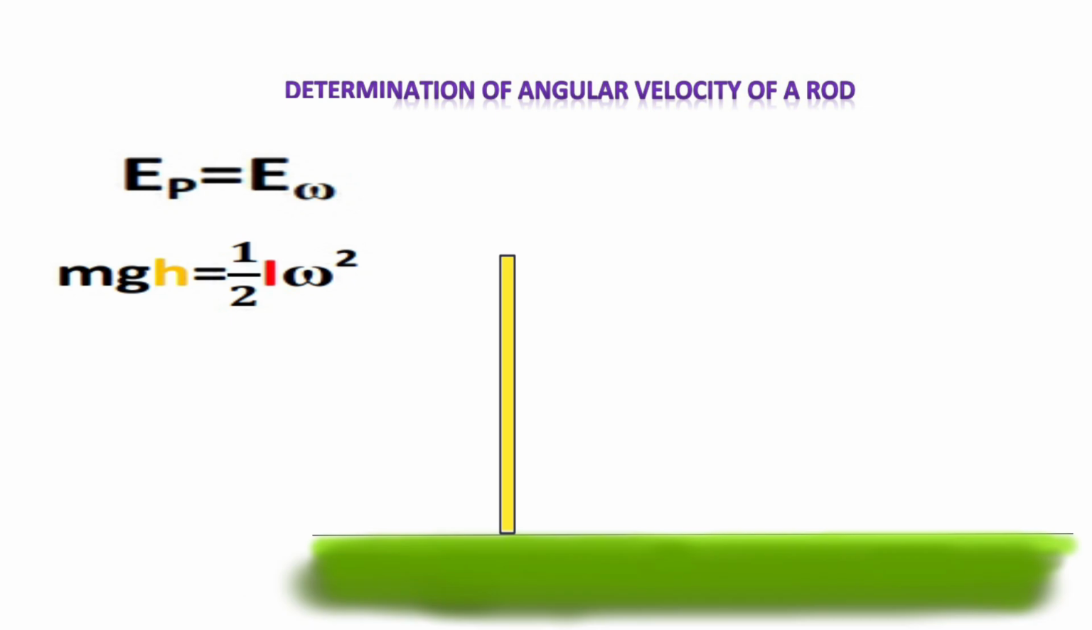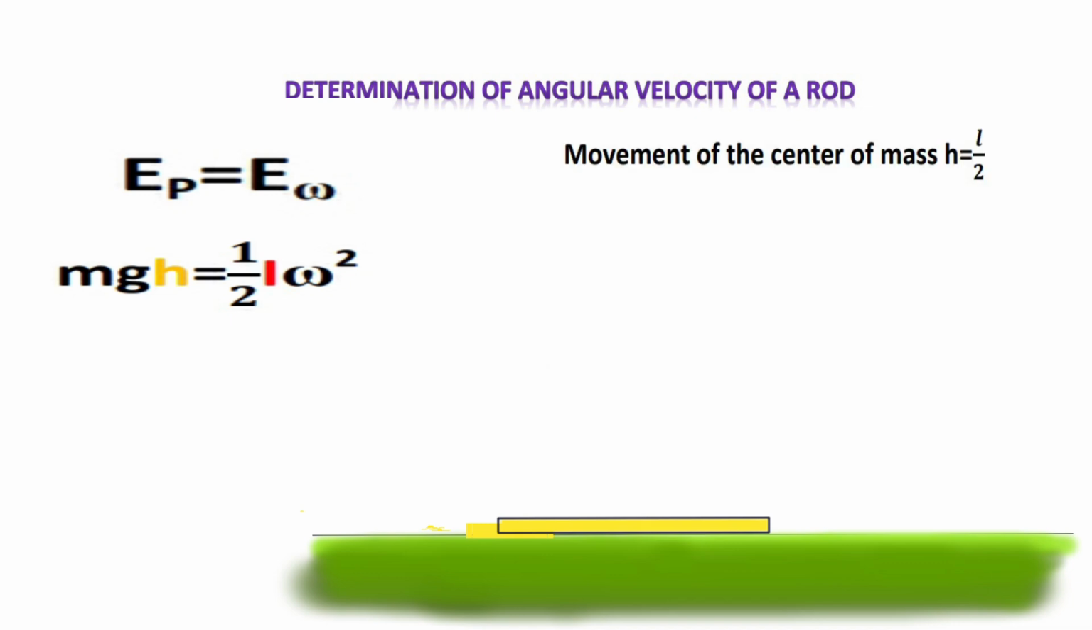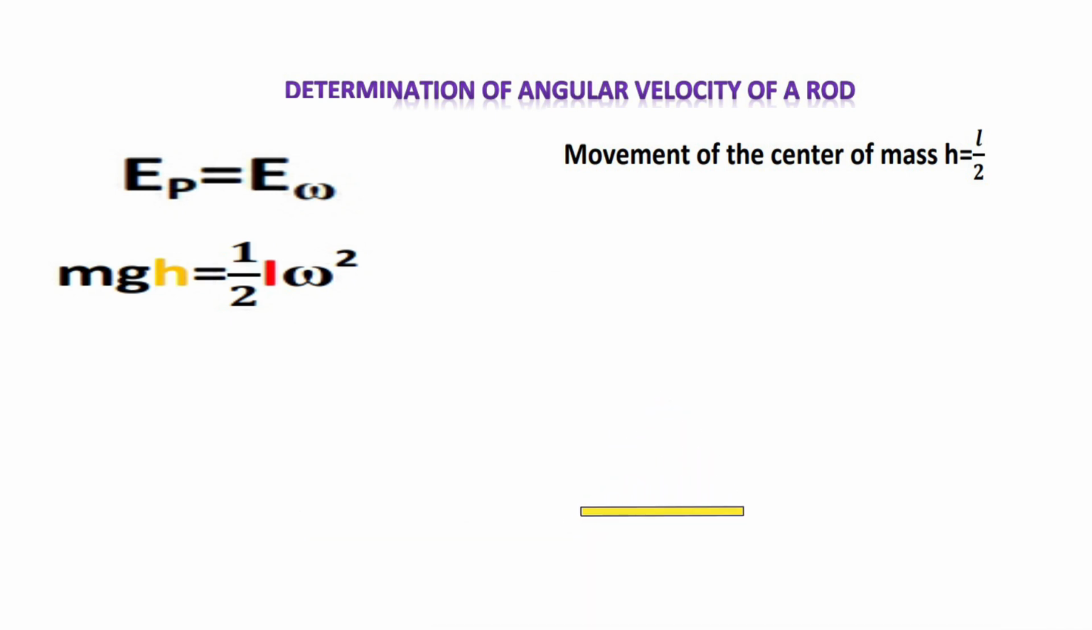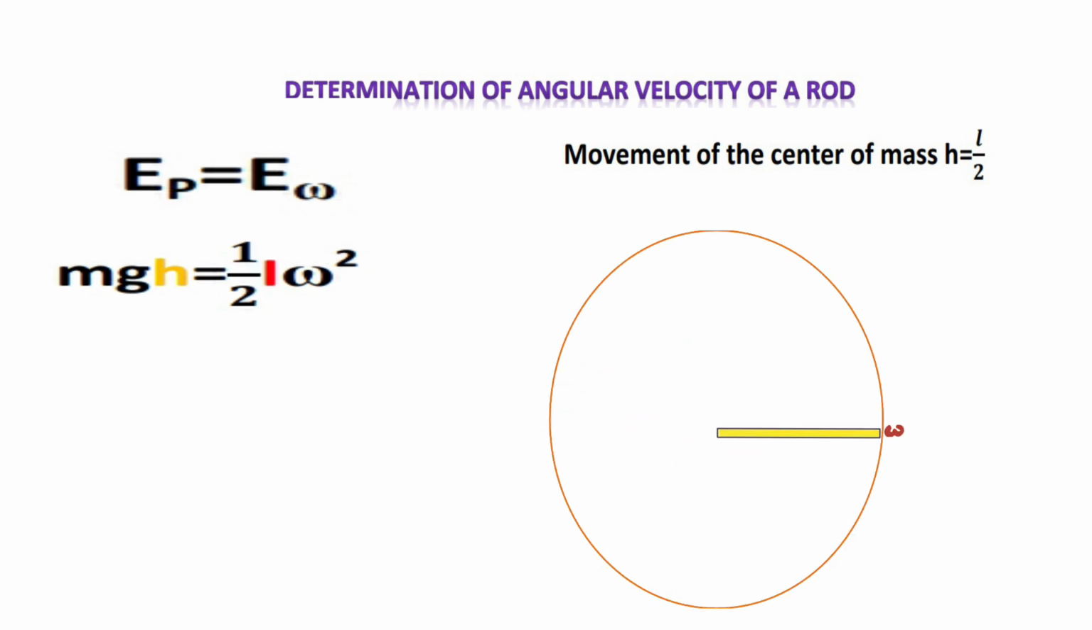We know that when the rod is vertical, its center of mass is exactly at the midpoint, and when it falls to the ground, the center of mass reaches the ground. Therefore, the displacement of the center of mass is h is equal to L by 2, where L is the length of the rod. On the other hand, as the rod falls to the ground, it rotates with angular motion, where the length of the rod acts as the radius of the circular path.